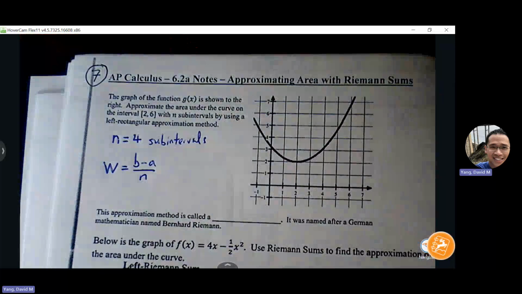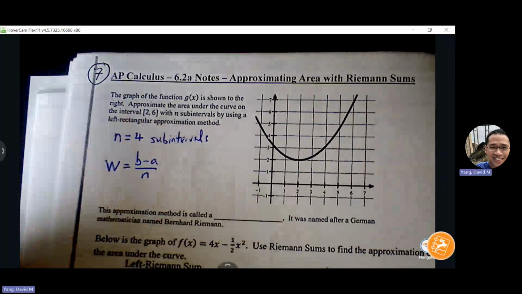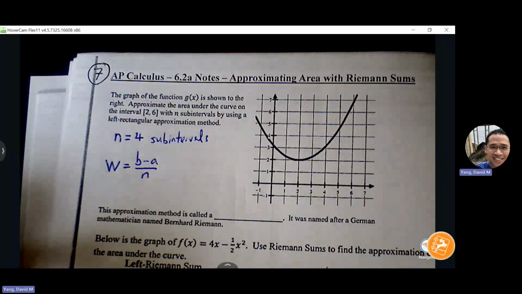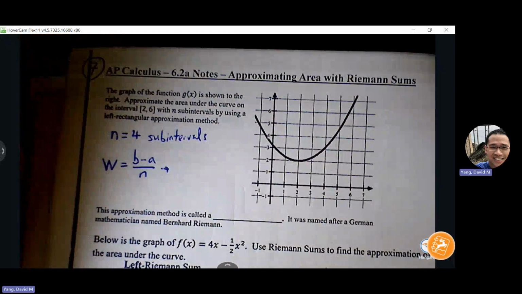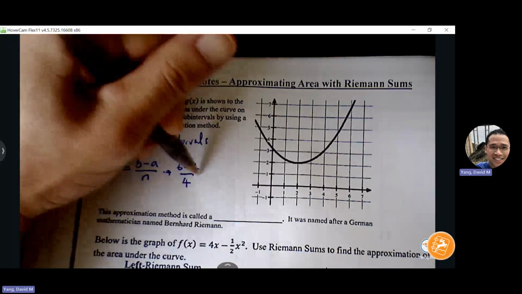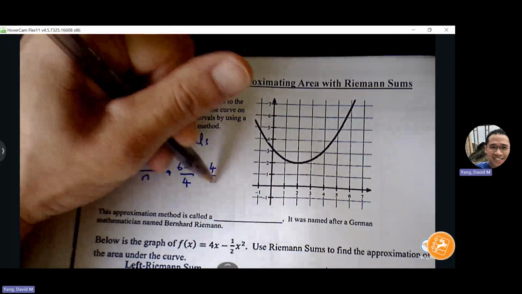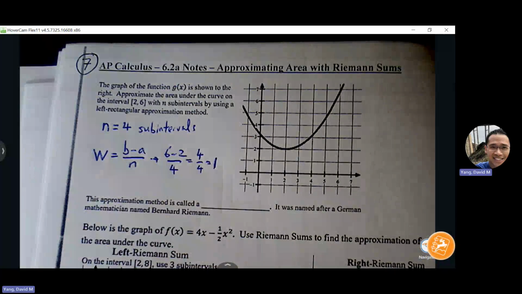It's my left and right endpoints, subtracting the left and right endpoints and dividing by n. So in this case, my a and b are 2 and 6. So I'll do 6 minus 2 divided by 4. 4 over 4 equals 1. So if I want 4 equal subintervals in this region, then every subinterval is going to have a width of 1.